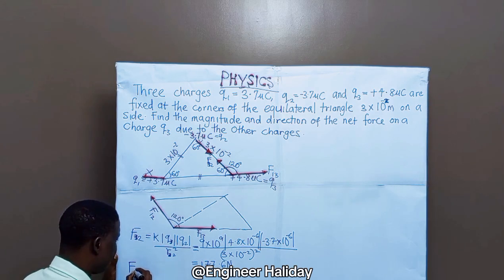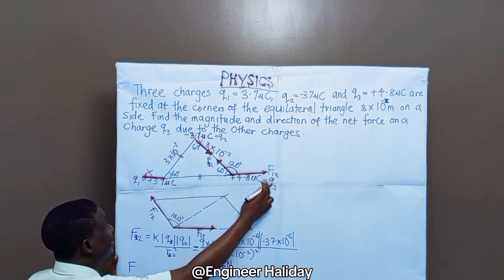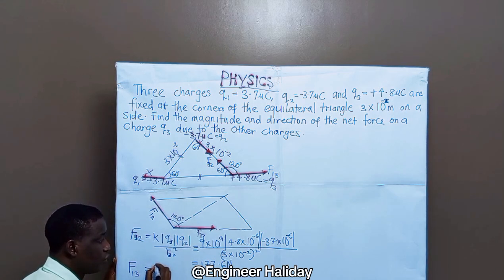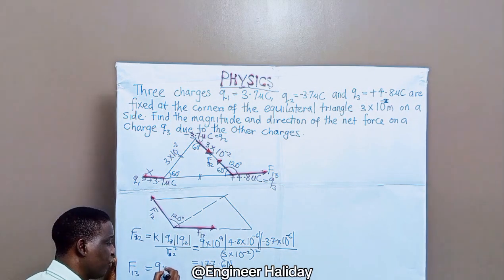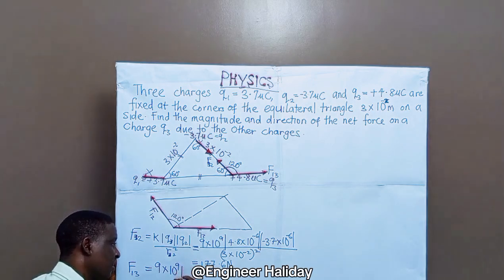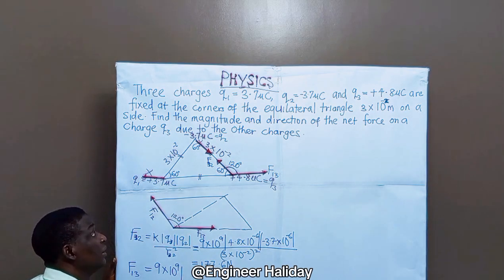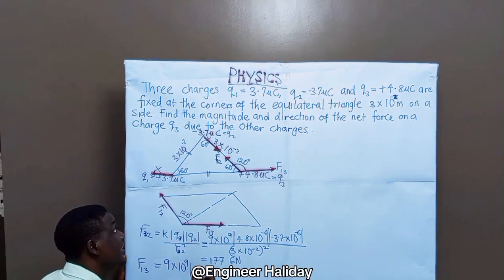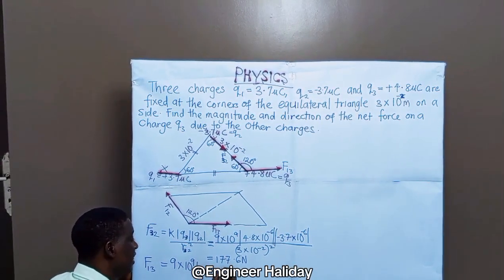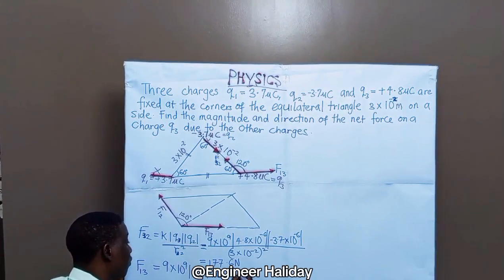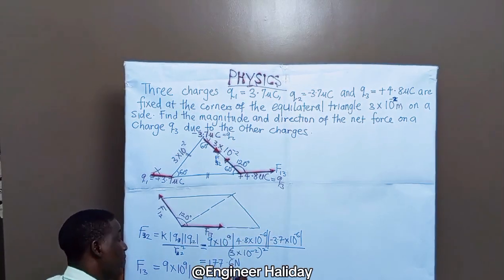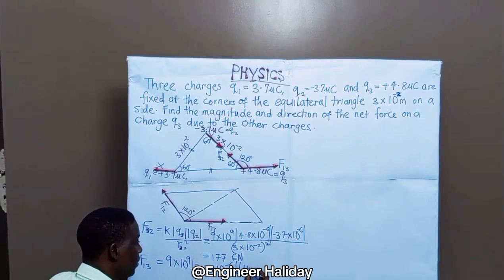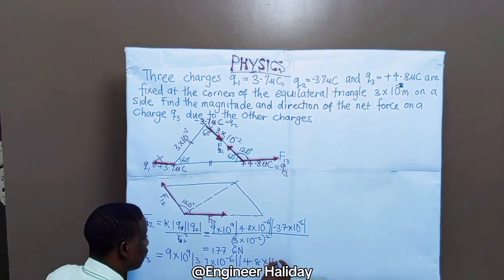Then what about F between this and this, which is F13? F13 is equal to, similarly, the same procedure, 10 raised to 9, absolute of what is between 1 and 3. 1 is 3.7 times 10 raised to -6, absolute of 3 is 1. So we are going to have 4.8 times 10 raised to what?